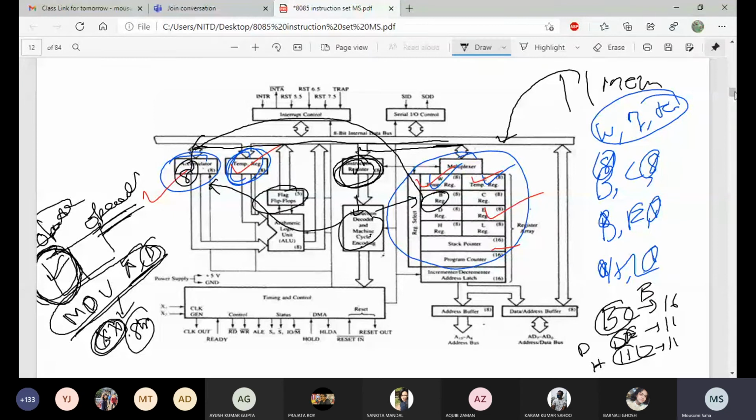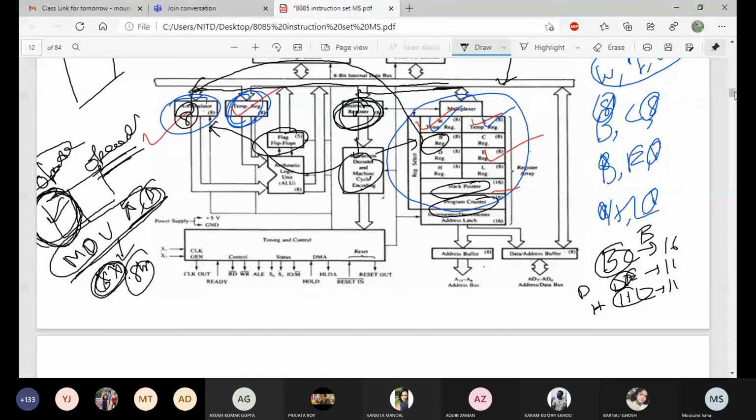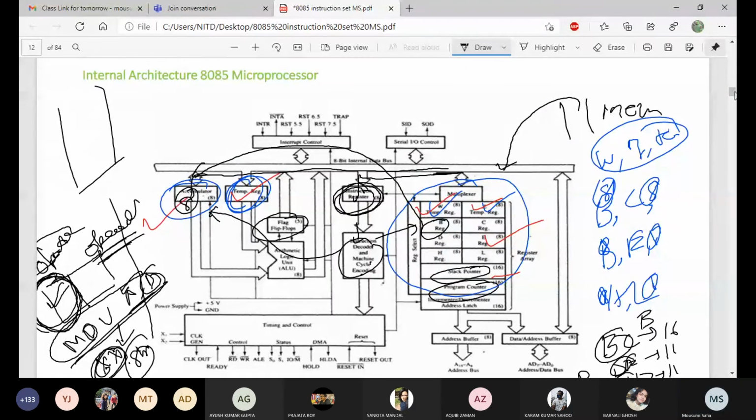After an operation you can see the status of the flags, and from the flags you can understand the type of the result. Later I will explain again. And you have the stack pointer and program counter. If you write a program, you have some instructions. The program counter basically stores the address of the instruction which is going to be executed. So this is the program counter.